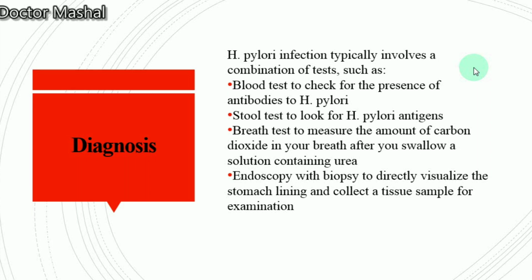Diagnosis of H. pylori infection typically involves a combination of tests such as a blood test, stool test, and breath test, and lastly endoscopy. A blood test checks for the presence of antibodies to H. pylori, a stool test looks for H. pylori antigens, and a breath test measures the amount of carbon dioxide in your breath after you drink a solution containing urea. The fourth one is endoscopy, with a biopsy, to directly visualize the stomach lining and collect a tissue sample for examination.